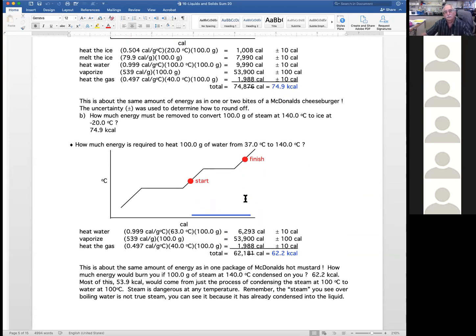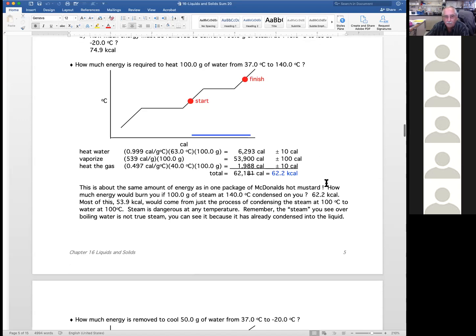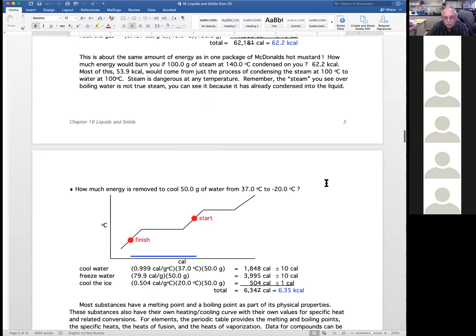But here's why I want you to draw the heating cooling curve out, just sketch it. Because look at this question. This is more like something you'd have on an exam. How much energy is required to heat 100 grams of water from 37 to 140? I don't need this whole thing. I only need from 37 up to 100, vaporize it, and then from 100 to another 40 degrees. See that? And there's another one.